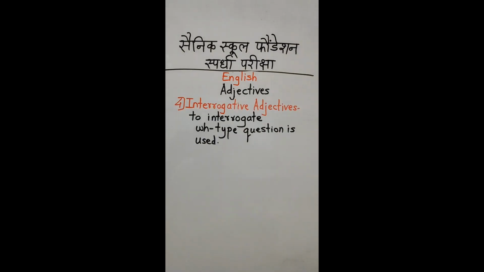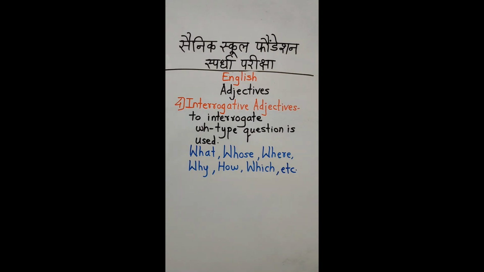Now we will learn the fourth type of adjective, that is interrogative adjectives. An interrogative adjective is a WH-type question word which is used to interrogate anything in a sentence. To interrogate means to ask a question about anything to get some extra information about it. So all such words we use to ask a question are called interrogative adjectives. The words we use to ask a question are what, whose, where, why, how, which, etc. These are all called interrogative adjectives.